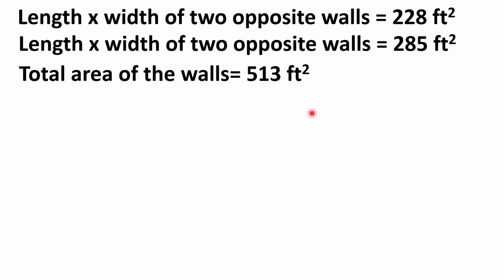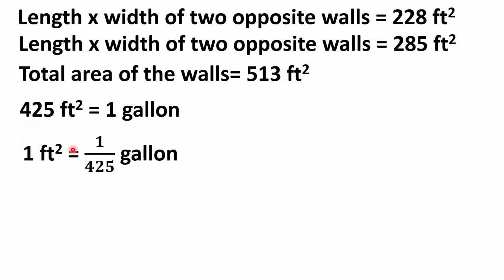Now it is given in the question that 425 square feet is covered by 1 gallon. So it means that 1 gallon of paint can paint 425 square feet of area. And we have an overall area of 513 square feet. So from here, this is our base for calculation. If we have 425 square feet for 1 gallon, so 1 square foot will be equal to 1 divided by 425.